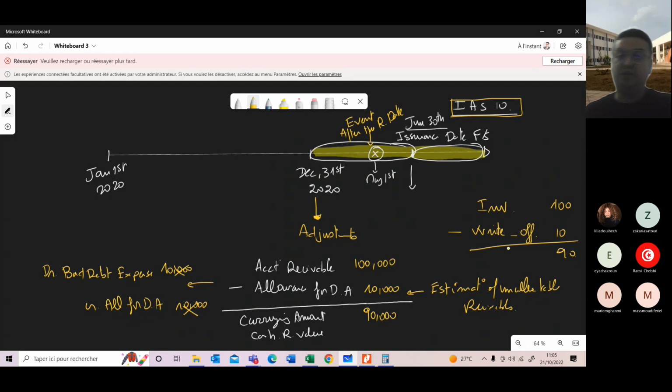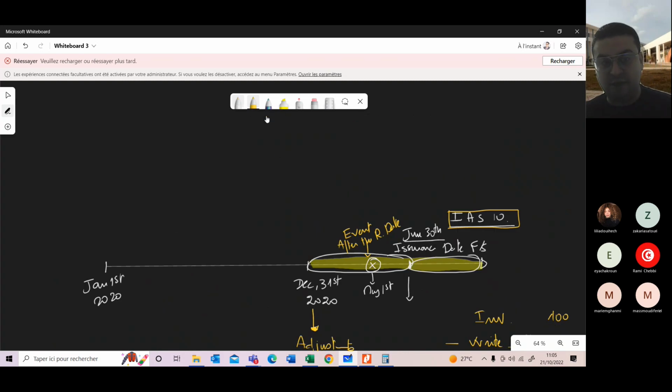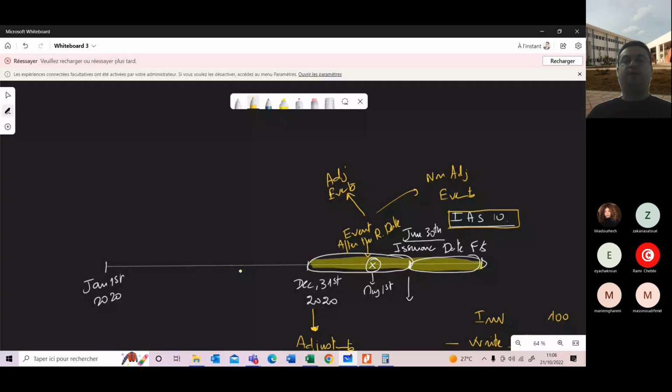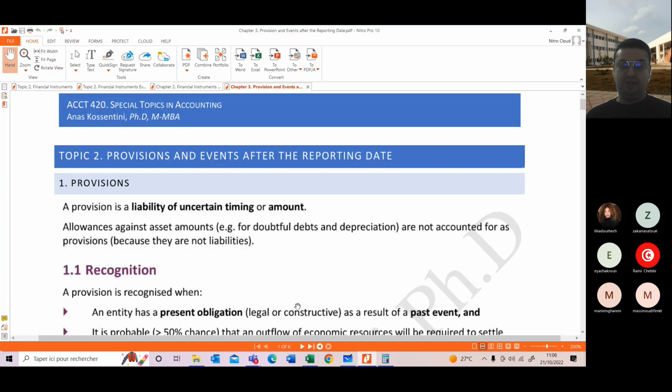So after the reporting date, we have two types of events. Some events we call adjusting events. Some events are called non-adjusting events. So we have to understand in which case we talk about adjusting events and in which case we talk about non-adjusting events according to International Accounting Standard number 10. Make sense?